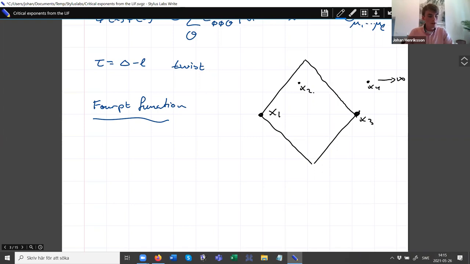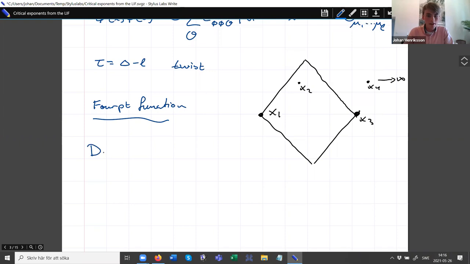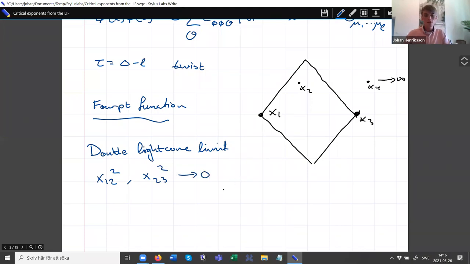And for the four-point function, you can define the double light cone limit, where x1,2 squared and x2,3 squared both go to zero, again keeping the components finite. So in this picture, this corresponds to sending x2 up to the top of this diamond.